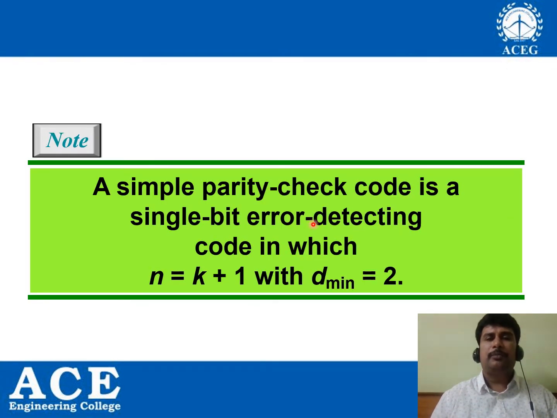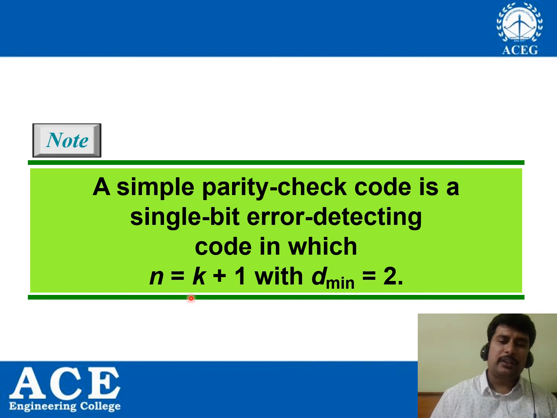So one of the simple examples of linear block code is the parity check method. And basically a simple parity check method is a one bit error detection technique. So s equal to 1. So definitely the minimum distance d minimum is s plus 1, which is equal to 1 plus 1 equal to 2. So for a parity check code, the minimum Hamming distance is 2.